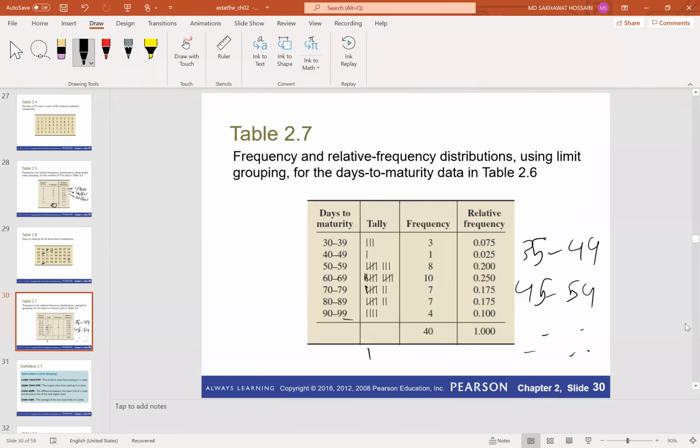After doing the tally marks, we found that in the first group we have three numbers. So the frequency is 3. And in the second group, we have one number, the frequency is 1, then 8, 10, 7, 7, then 4. And total is 40.